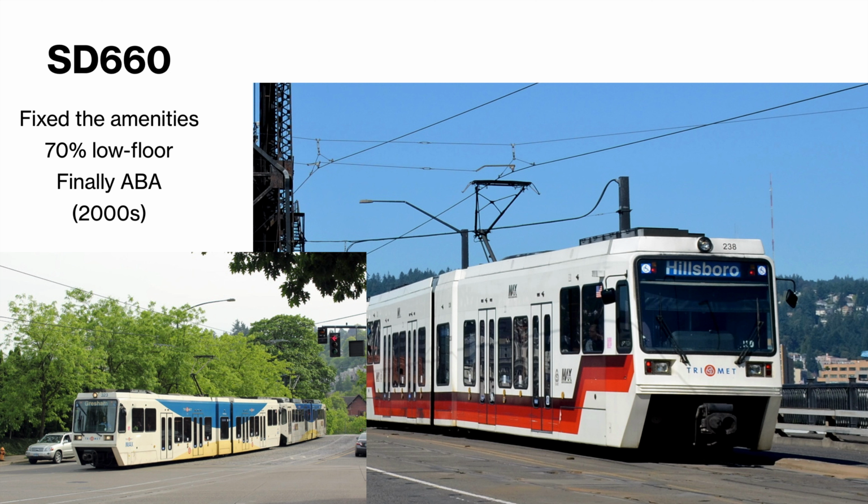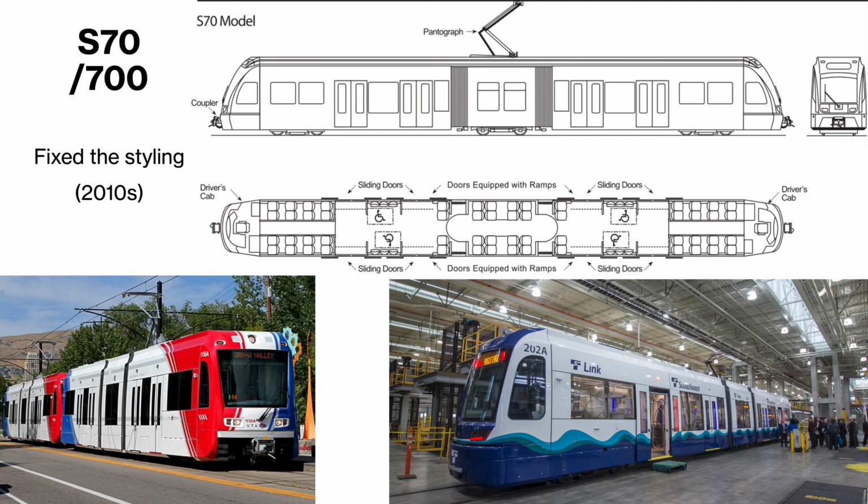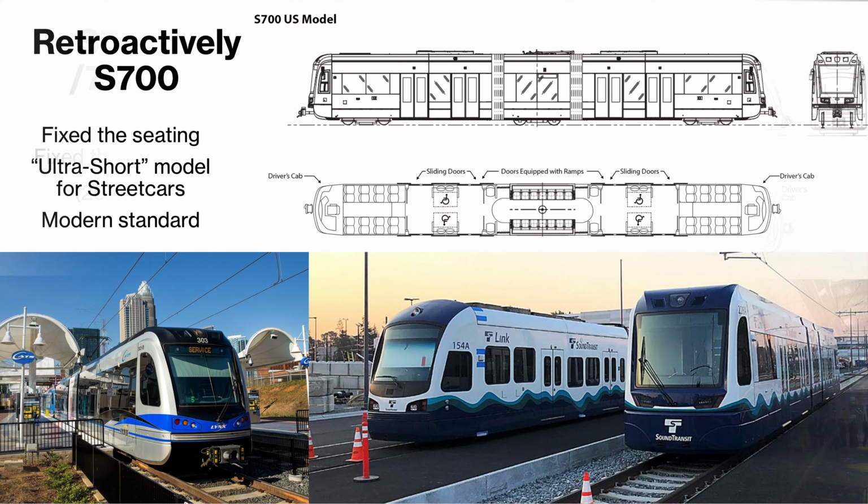And then in the early 2000s came along the SD660, which was one of the first major standard light rail vehicle designs. They fixed the amenities, had a 70% low-floored level boarding design, and then also they finally adopted the ABA setup. Both of these are seen here in Portland. More recently, they fixed the styling to modern aesthetics with the SD70 and 700 in the 2010s, seen here in Salt Lake and Seattle. And then recently, they've retroactively rebranded everything as just the S700, fixing the center B unit seating to the more popular bucket seating design.